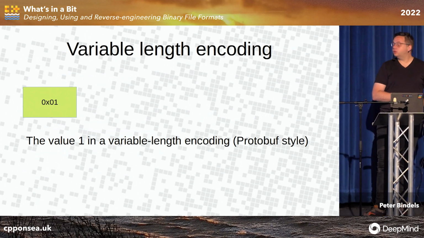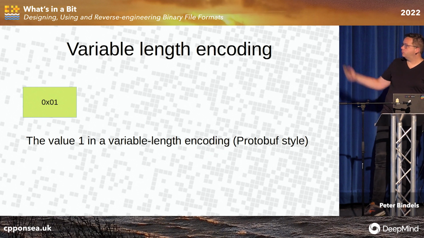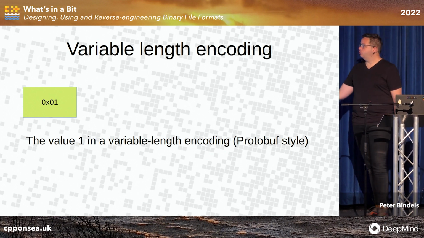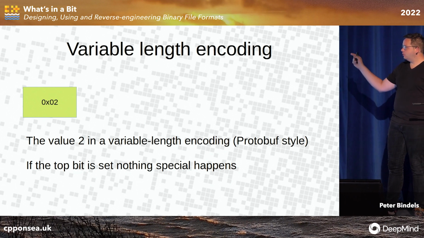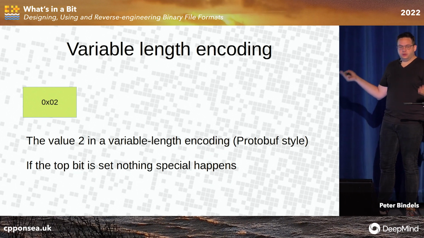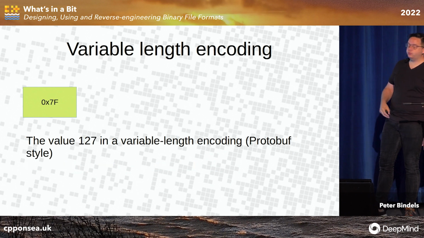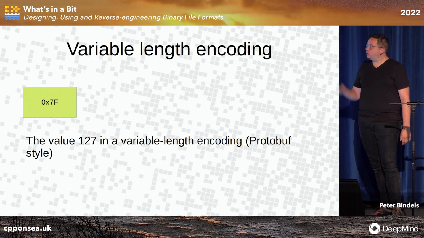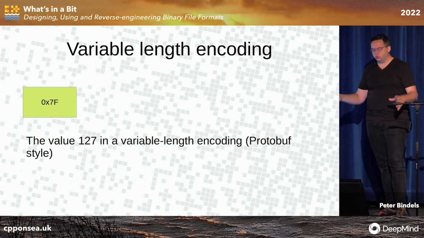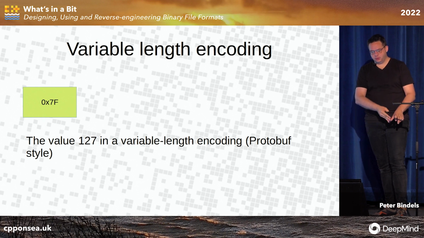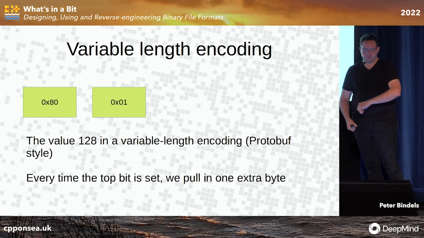For run length encoding or variable length encoding, a 1. That's easy. It's a 1. We change this to a 2, it just becomes a 2. And if the top bit is not set, nothing happens. It just is the 2 that we think it is. And this works up to 127. And after 127, we need to set the top bit because we don't have space anymore in the part that we allow for that. So we will set the top bit, and that actually pushes in a second byte.